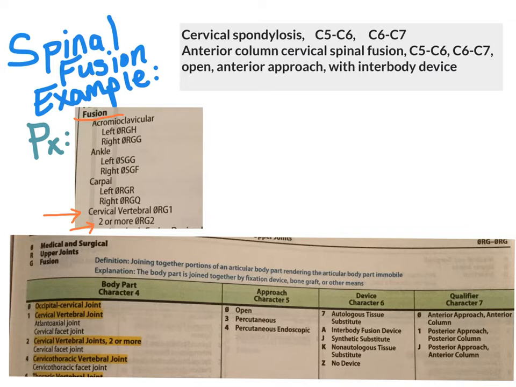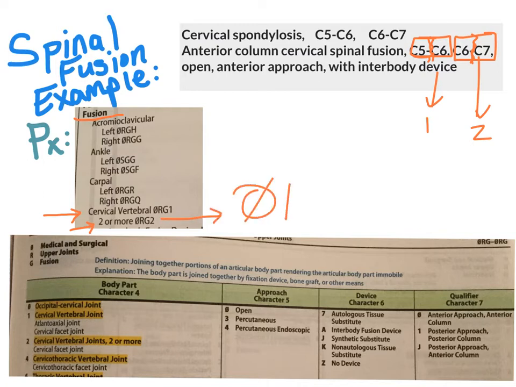How do we know that it's 2 or more? Well, here we have the fusions C5-C6, so they're fusing between 5 and 6. And they're fusing between 6 and 7. So here we have one fusion, and here we have a second fusion. So between 5 and 6 and between 6 and 7. So this will lead us to 0RG, fourth character 2, cervical vertebral joints 2 or more.